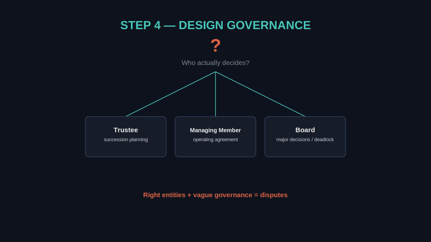If you've got an LLC with multiple members, the operating agreement's handling of major decisions, deadlock, and member exit is critical. Get the entities right and the governance vague, and you'll end up with disputes that undercut the whole structure.